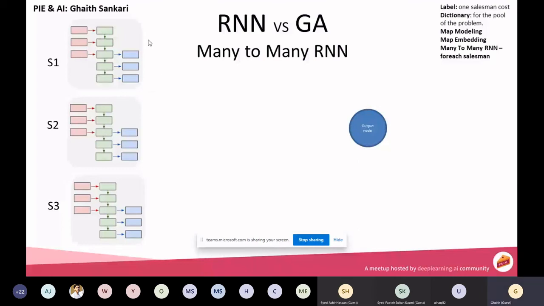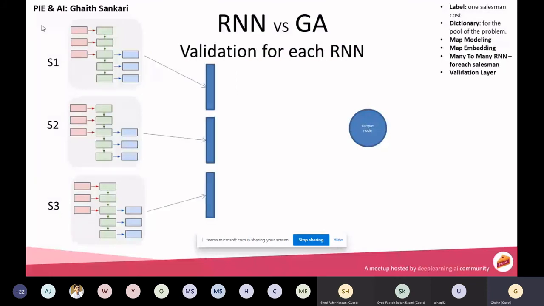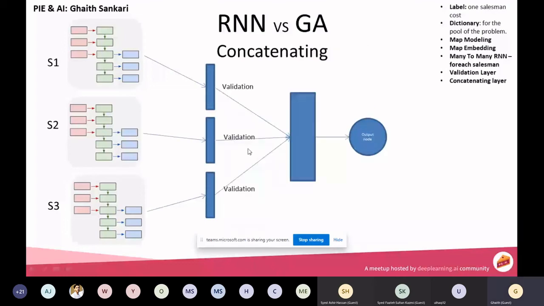After that, we need to validate this. For example, the first salesman will be able to move through 1, 2, 3, 4 centers, so according to that, is this solution for the first salesman valid or not? The same for the second salesman. So we need a kind of validation layer. Then after validation, we will concatenate all of this to find one solution, and using the fitness function, which we are now calling the cost function, we will find the final cost for this solution suggested by the genetic algorithm. And we will compare it to the label that we mentioned in the beginning, which is: if all of these centers were visited by one salesman, what is the cost?